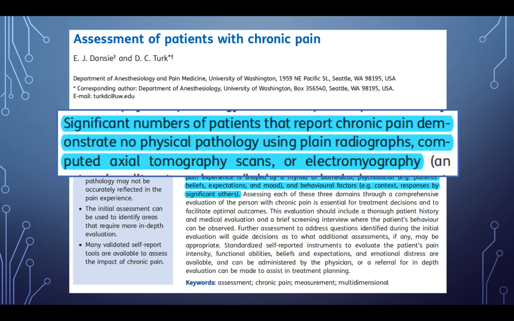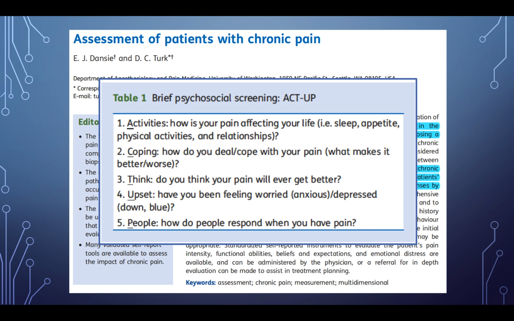Significant numbers of patients that report chronic pain demonstrate no physical pathology using plain radiographs, which is what I just mentioned, CAT scans, or electromyography. So again, pain is subjective. If a patient is complaining of pain, it would be of benefit for us to really try to dig in deep and discover where the pain could be coming from.